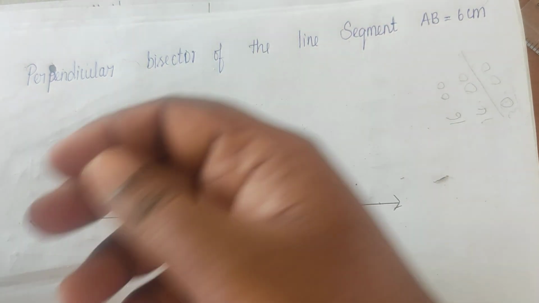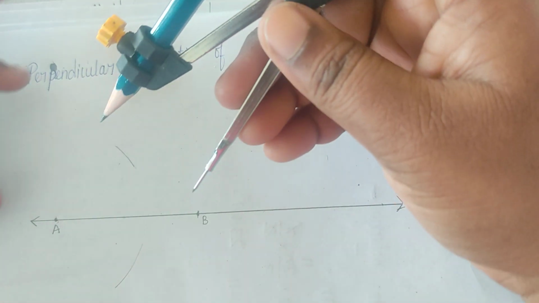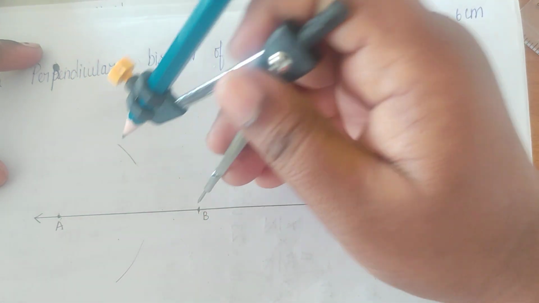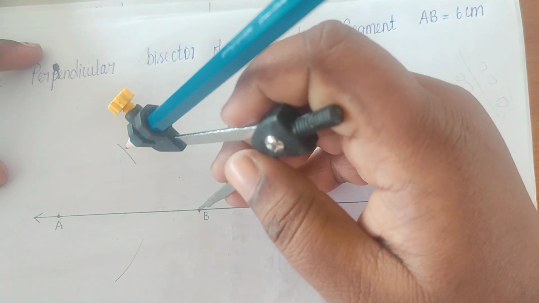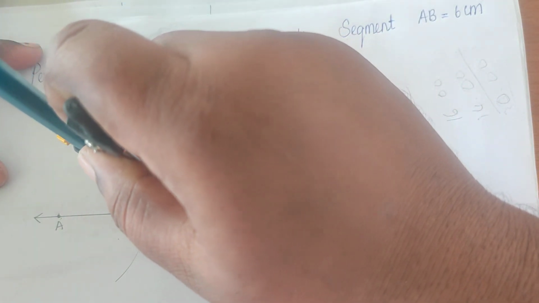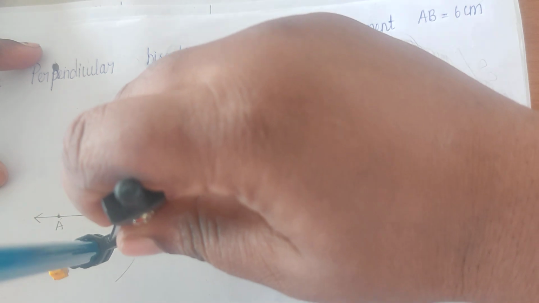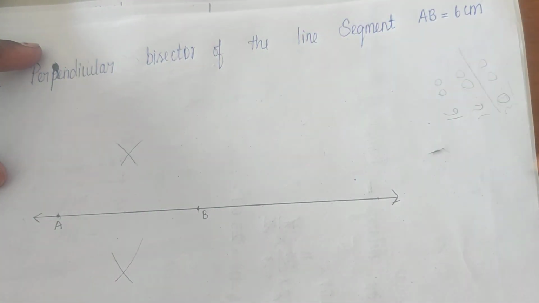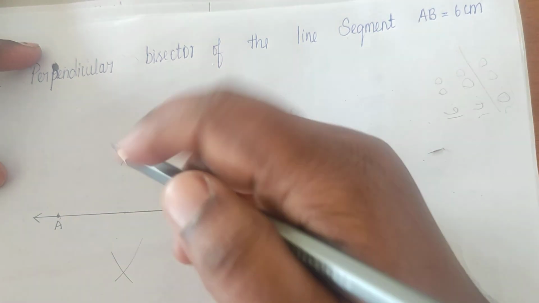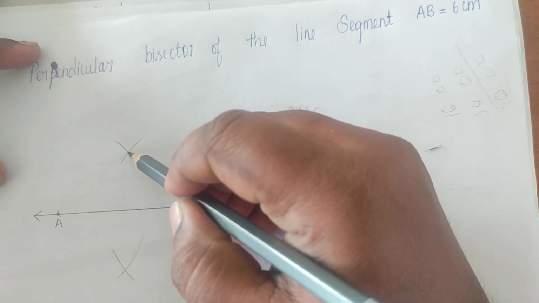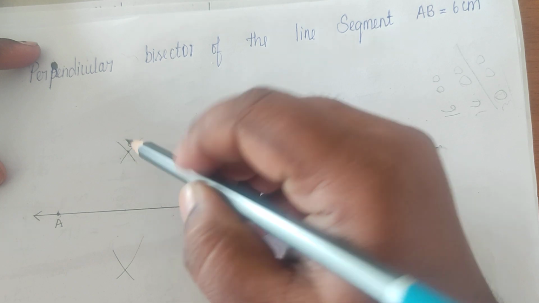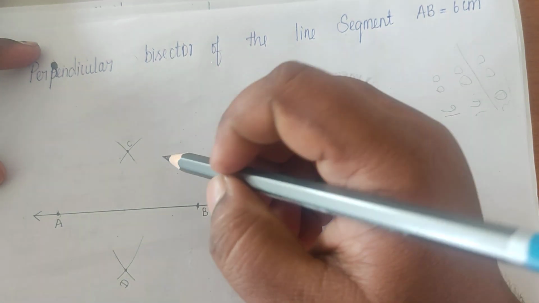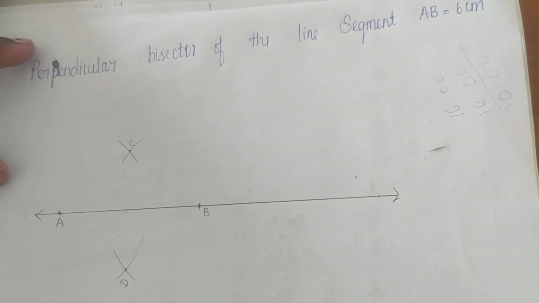Next, B is the center, and we cut above AB and below AB with the same radius. So this point is C and this point is named D. Okay, so join the two points.